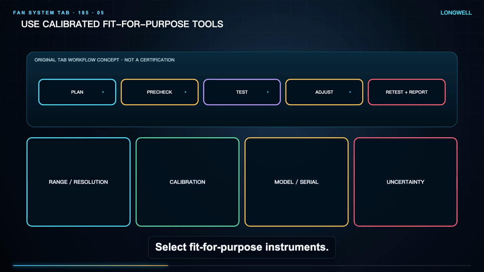Select fit-for-purpose instruments. Document manufacturer, model, serial number, range, resolution, calibration or verification status, units, and applicable uncertainty for airflow hoods, manometers, probes, anemometers, tachometers, power meters, and environmental sensors. A phone application or unknown gauge cannot support a formal TAB result.